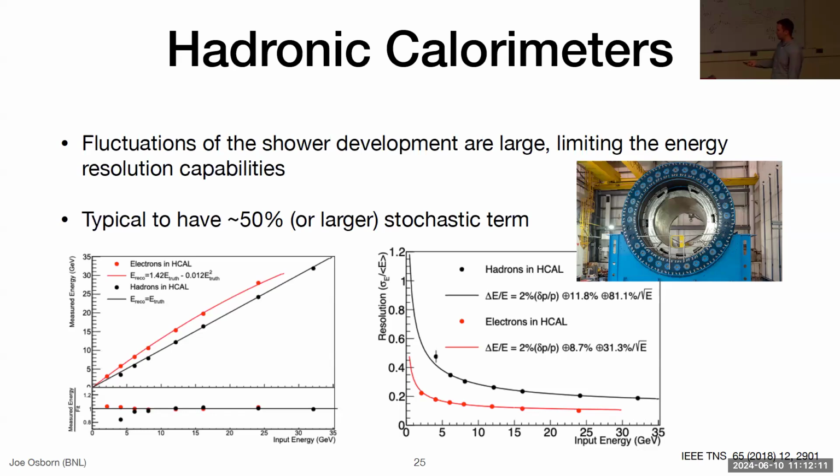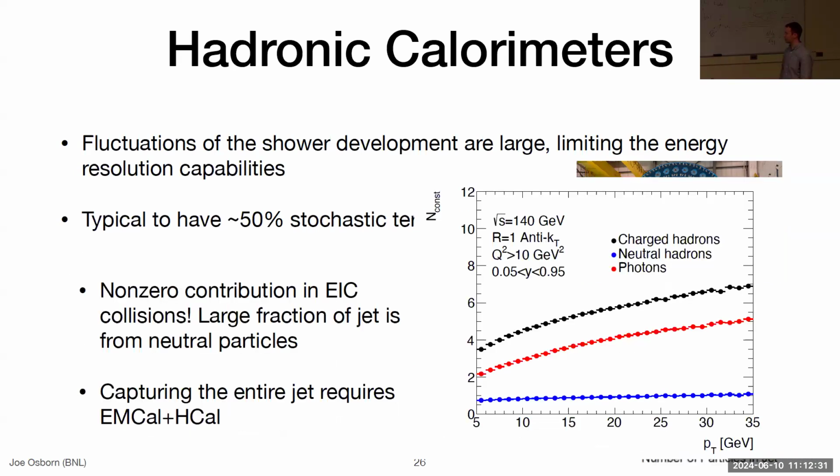While if you look carefully here, the constant term for electrons in the HCal is about the same as the hadrons in the HCal. The big difference is in the stochastic term here, where there's a difference of about 50 percentage points. So that's, again, a result of the hadronic showers being much more complex. Nonetheless, I think it's important to emphasize that even at EIC collisions, which are in general lower center of mass energy than the LHC or something like this, the neutral component of jets is extremely important.